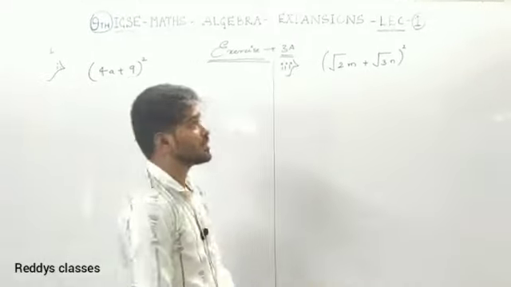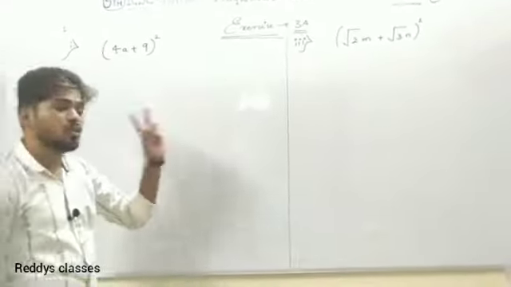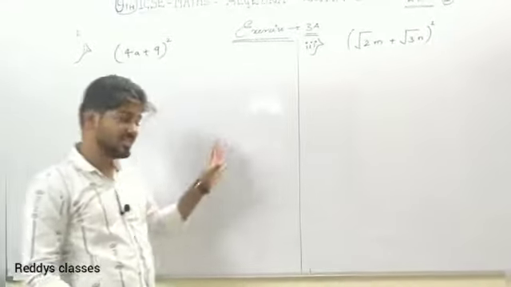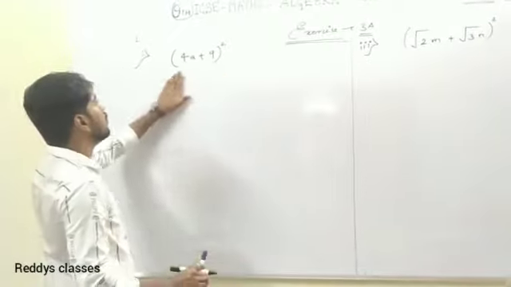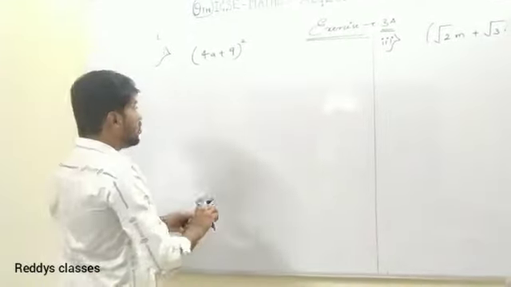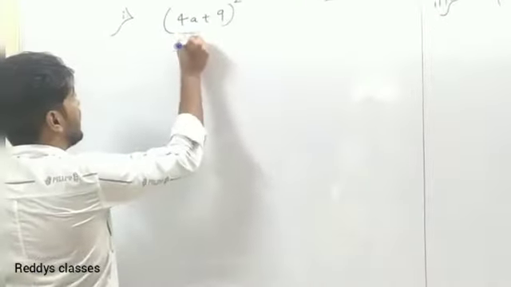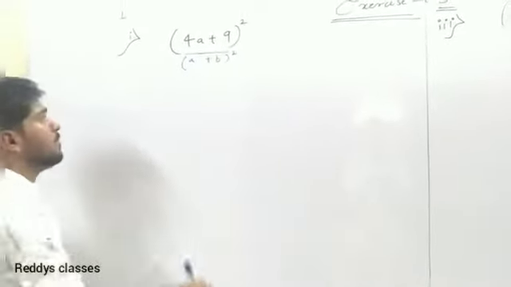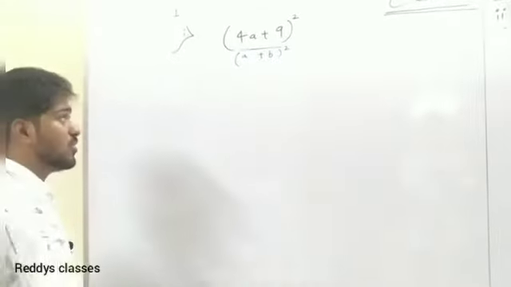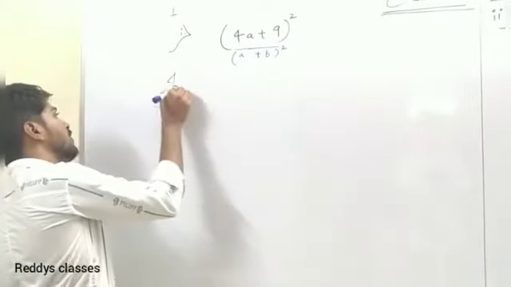This is your exercise 3a. We are going to solve 2 questions here. Second question is for homework. Let us start with the first question here. First question first. 4a plus 9 the whole square. It looks like a plus b the whole square. It looks like this. So what is the actual formula? We have the formula.